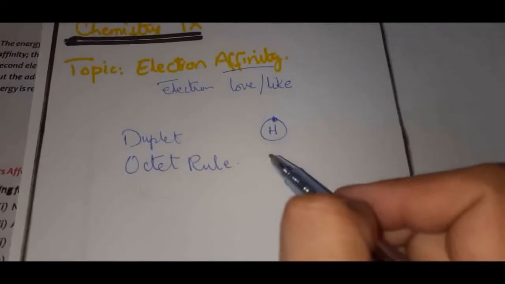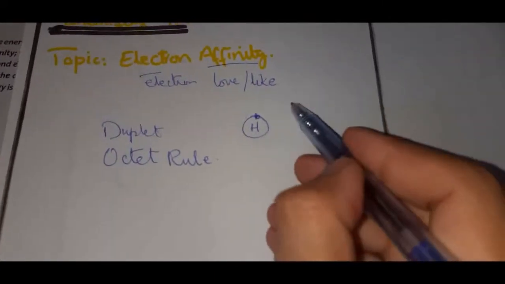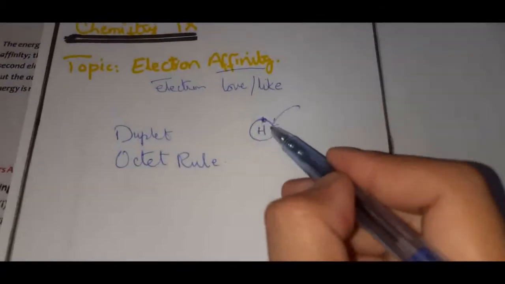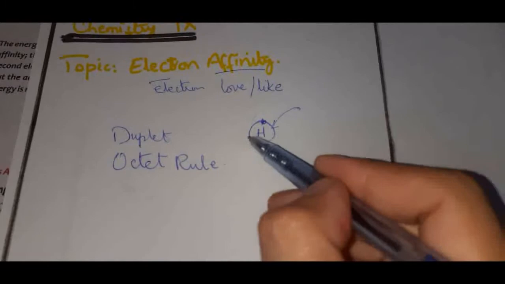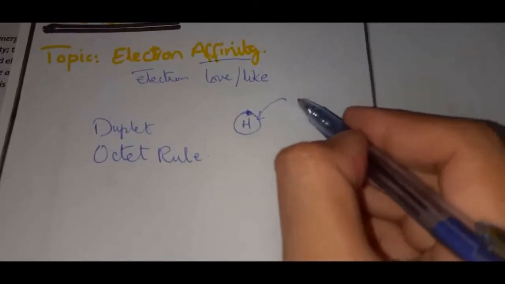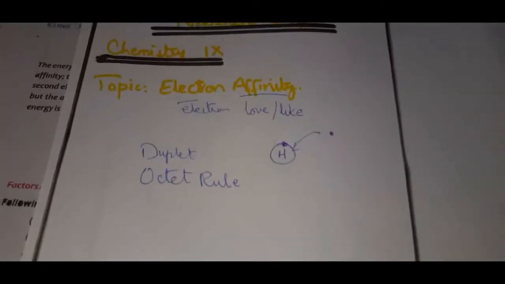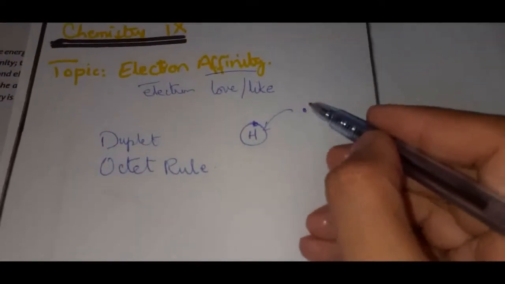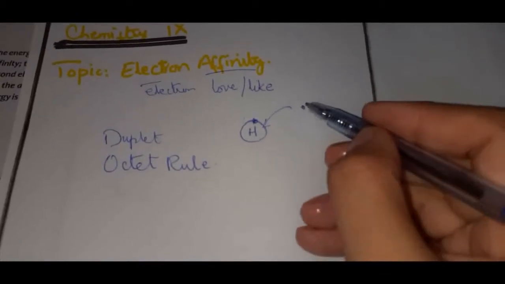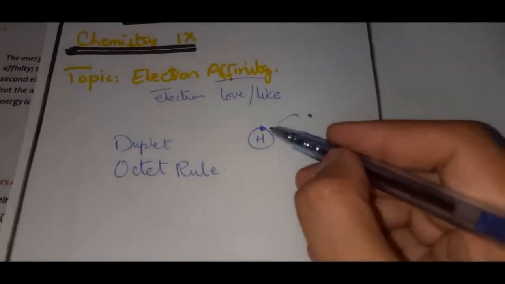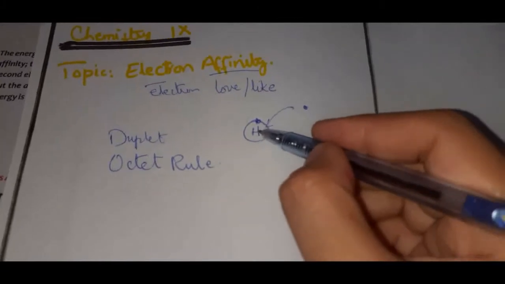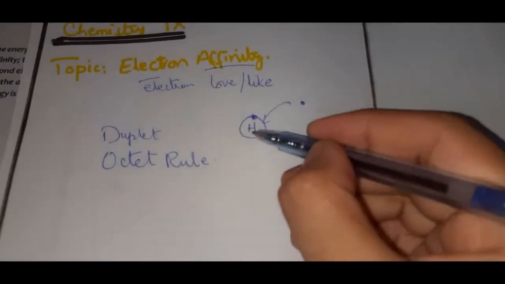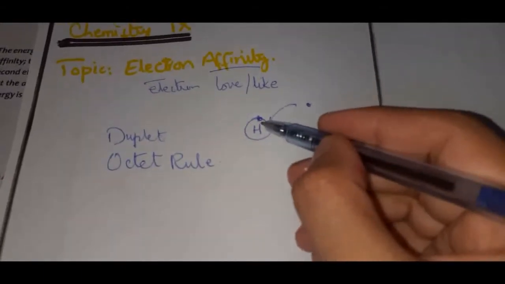What does hydrogen want to do? Hydrogen wants to get at least 2 electrons in its outermost shell so that it can obey the duplet rule. So from outside the element, in the atmosphere or in its surroundings, wherever it finds an electron, it will capture that electron towards itself. For what purpose? To complete its valence shell, that is to follow the duplet rule, right?